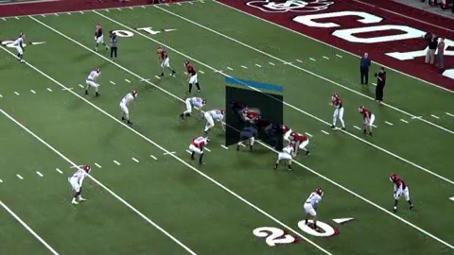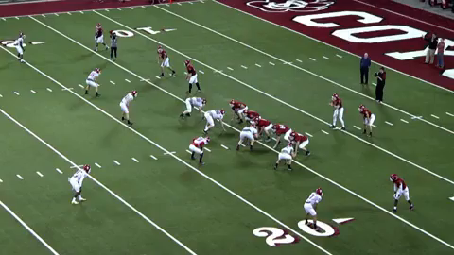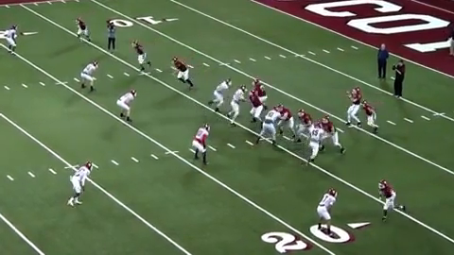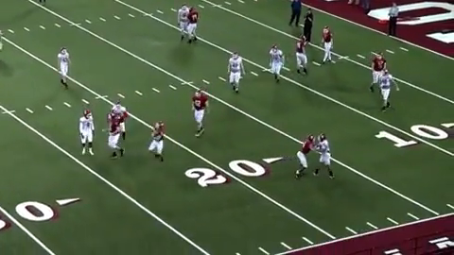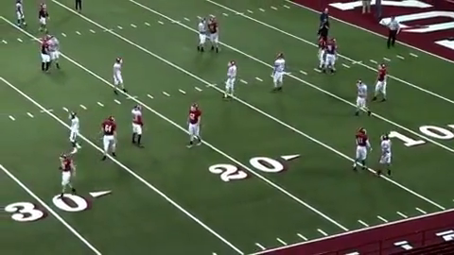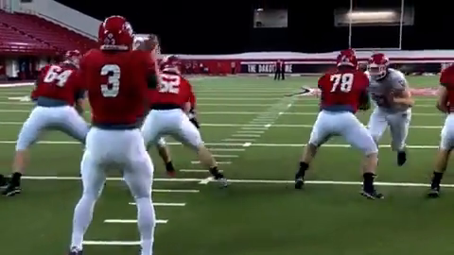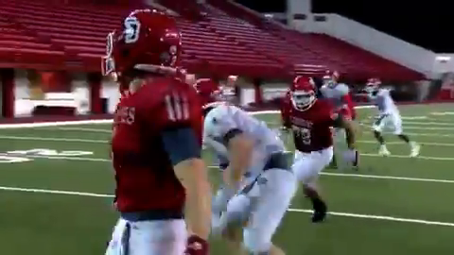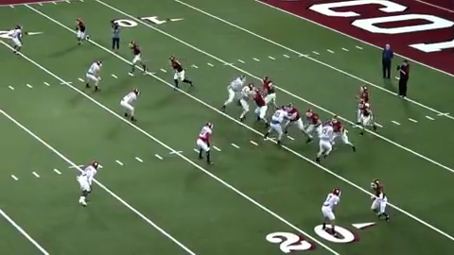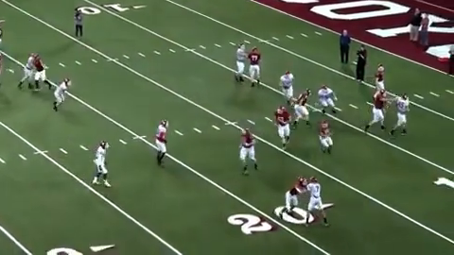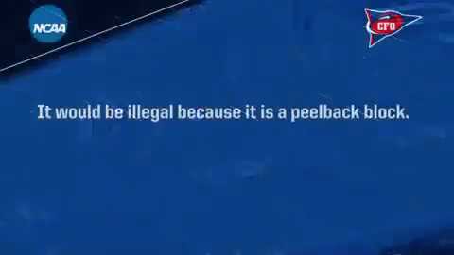Okay, in these next few plays, follow the right guard. He's going to execute a peel-back block. That is, a block below the waist that is illegal because it is back toward his own goal line. Once the ball has left the tackle box, the player may not block below the waist back toward his own goal line. So even if this block had been directly from the front and in the 10 o'clock to 2 o'clock region, it would be illegal because it is a peel-back block.